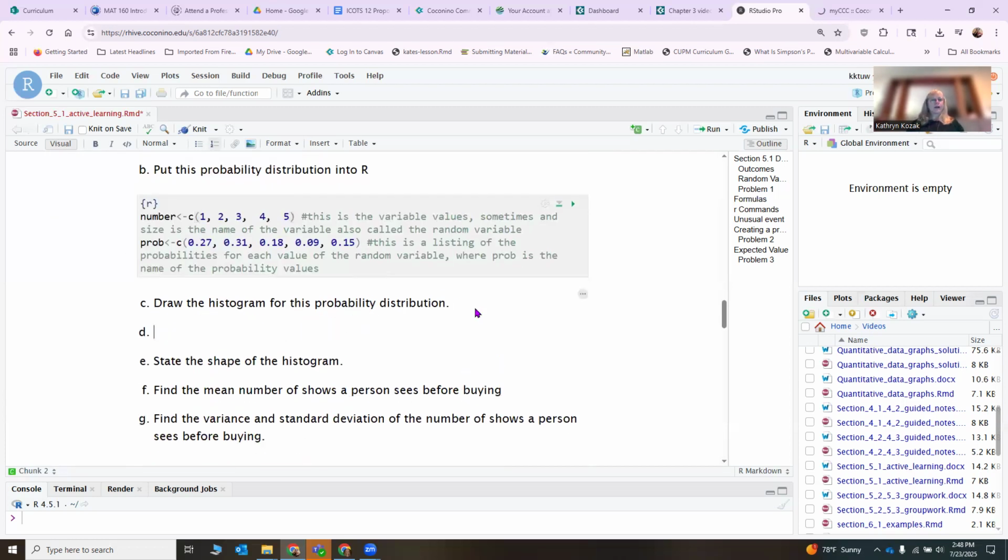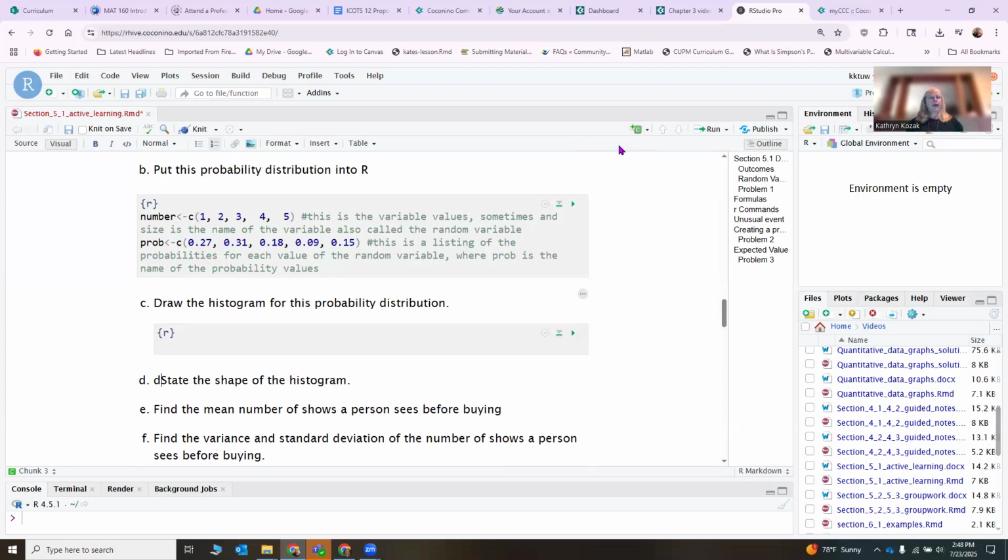Now I'd like to draw a histogram of this. So the first thing we do is insert an R chunk. And this is discrete.